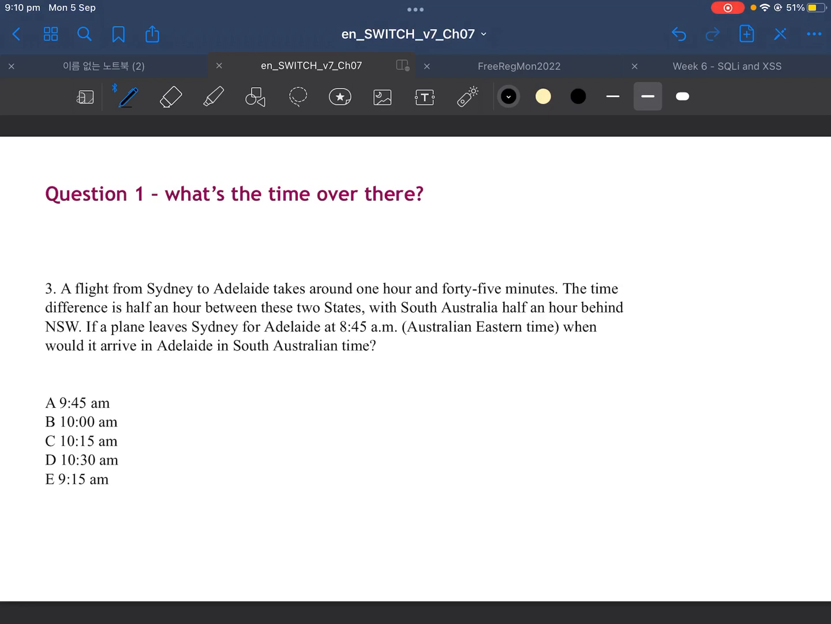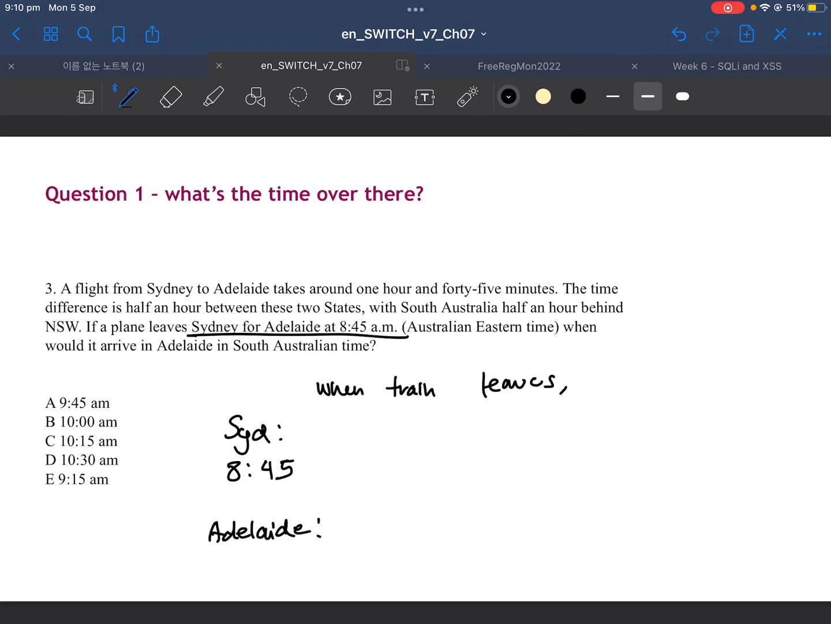When the plane leaves in Sydney, it's what? 8:45, as stated in this line over here. How about in Brisbane? Oh, not Brisbane, sorry, Adelaide. In Adelaide, it's half an hour behind. Half an hour behind, meaning that what? It's 8:15 a.m.